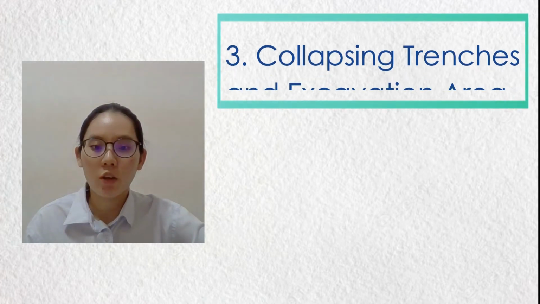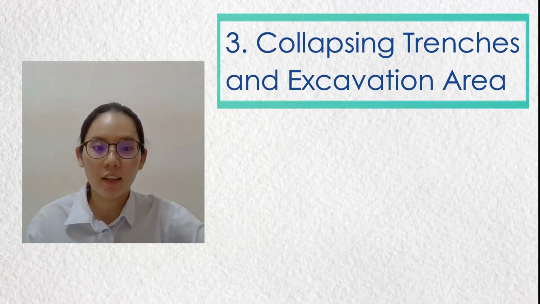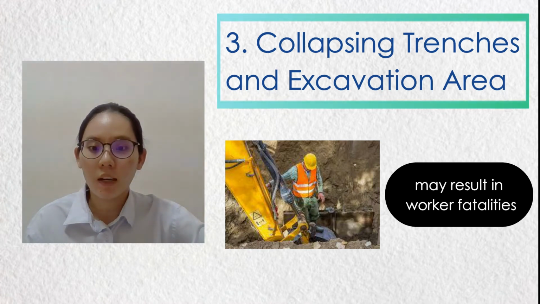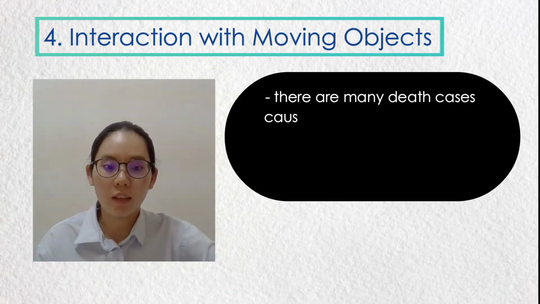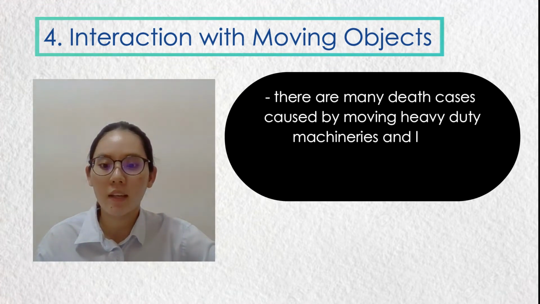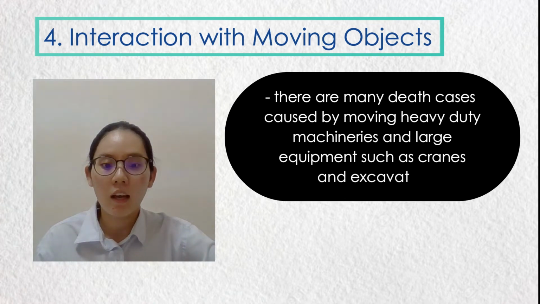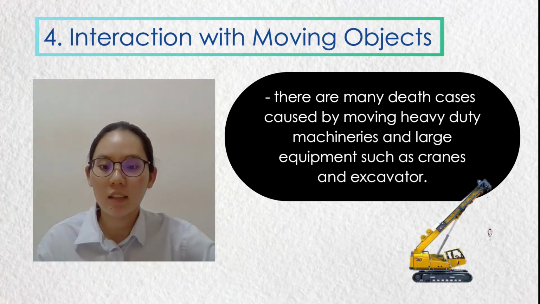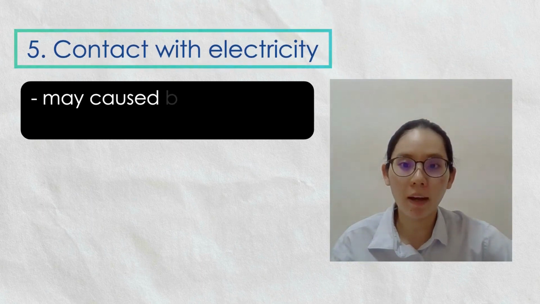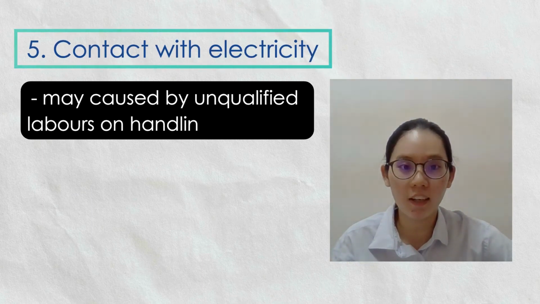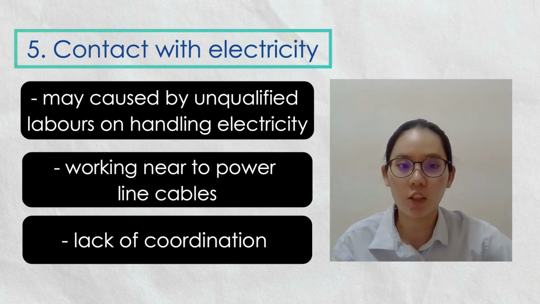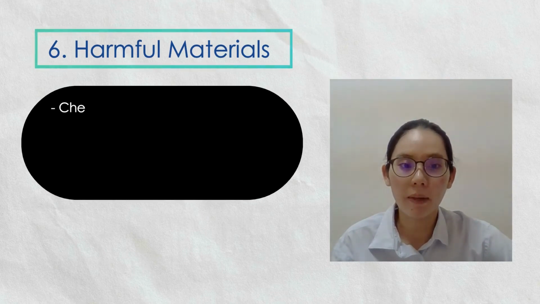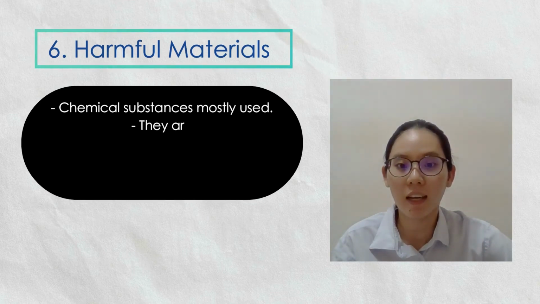Besides, collapsing trenches and excavation areas may also result in worker fatalities. Moreover, there are many death cases caused by moving heavy-duty machinery and large equipment such as cranes and excavators. Furthermore, electrical hazards are commonly caused by unqualified laborers handling electricity, working near power line cables, and lack of coordination. There are also many harmful chemical substances used in construction sites.